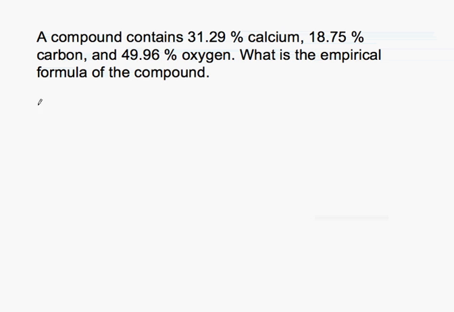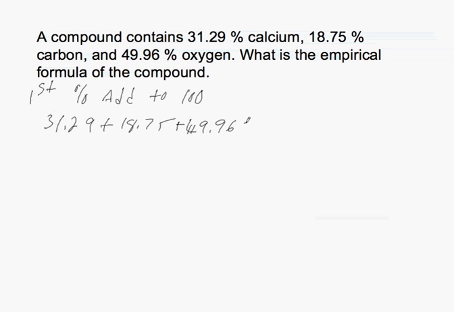So the first thing you want to do is make sure that the percents add to 100 or close to it, 99.97 or something like that. So if we take 31.29 plus 18.75 plus 49.96, adding these together, we will get 99.7%.